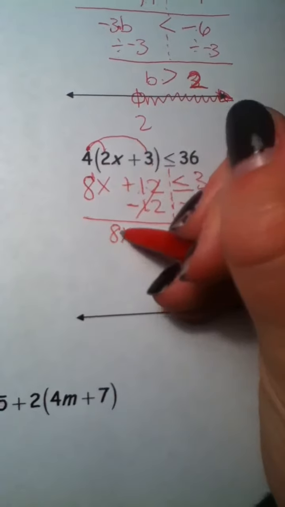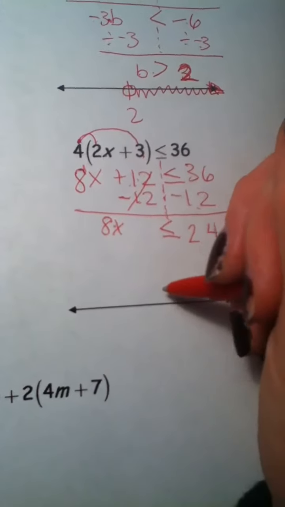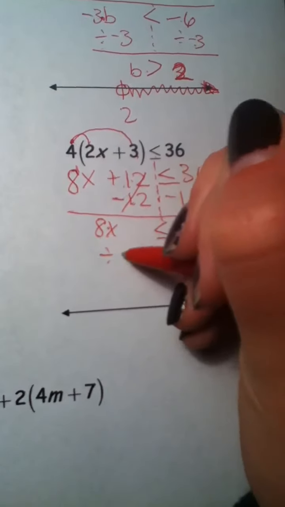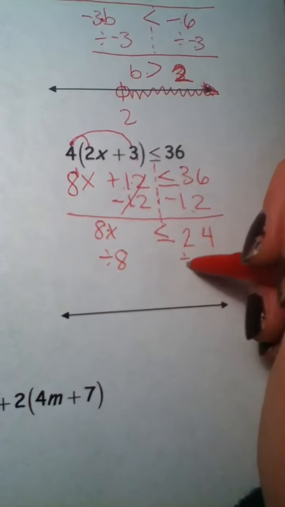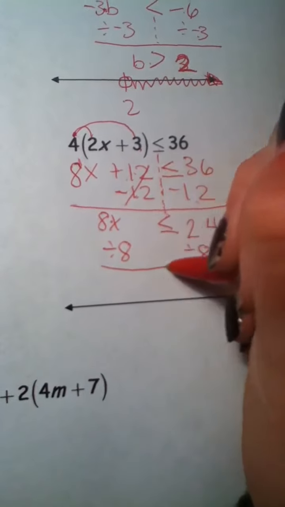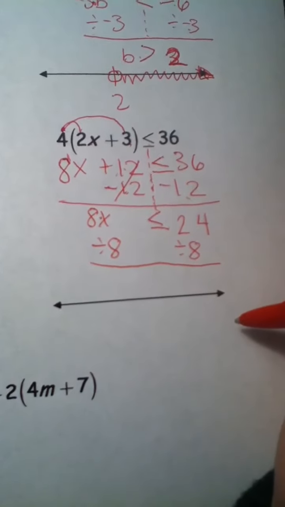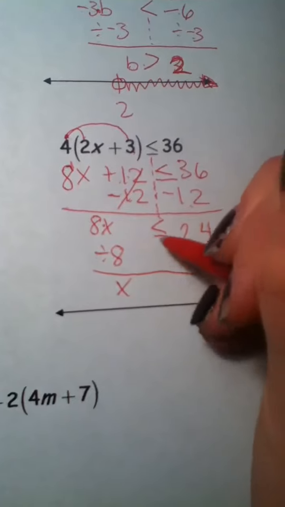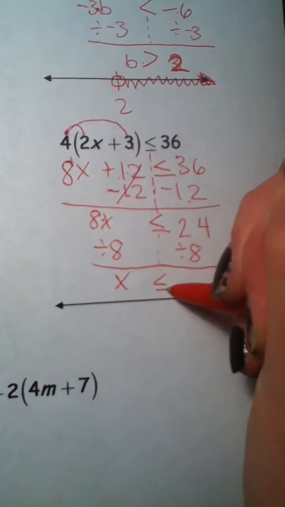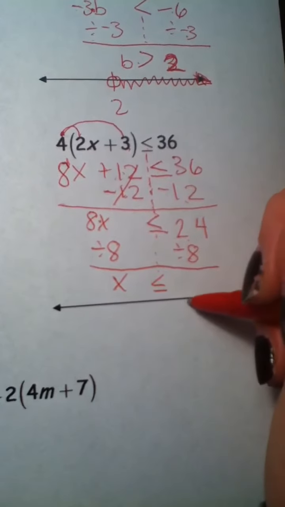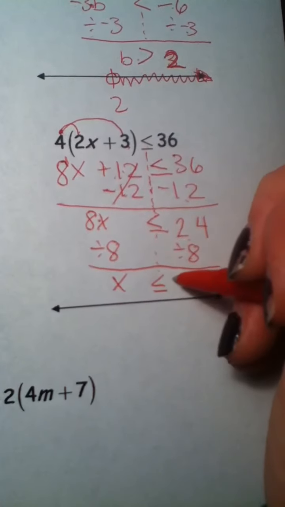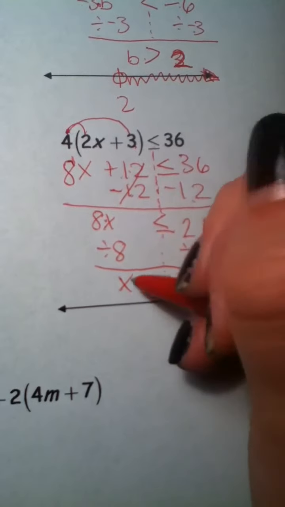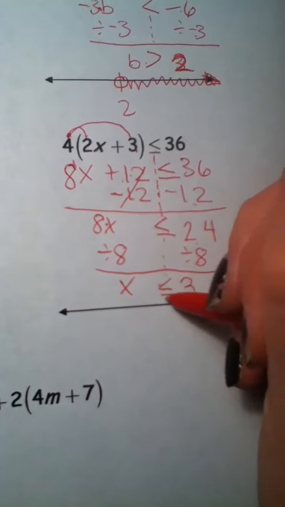Alright, last step. 8 times x. So I'm going to divide by 8. Dividing by a positive, does that flip my sign? No, sir. So we're just left with x, carry down our sign. 24 divided by 8 is 3. X is less than or equal to 3.